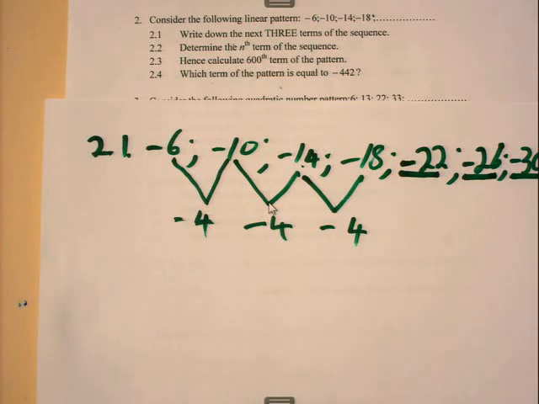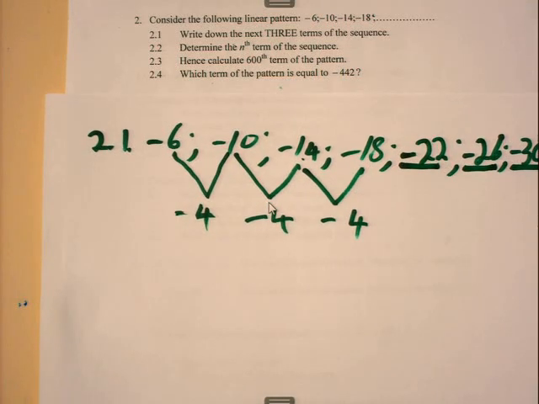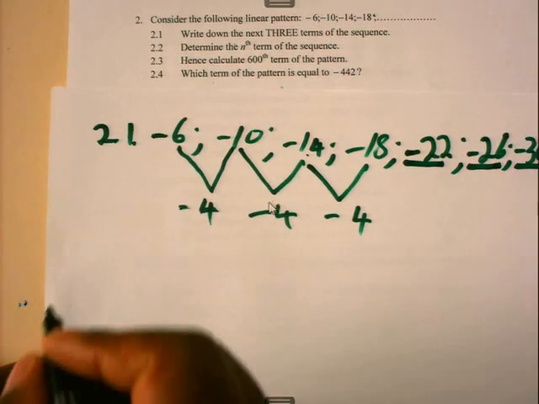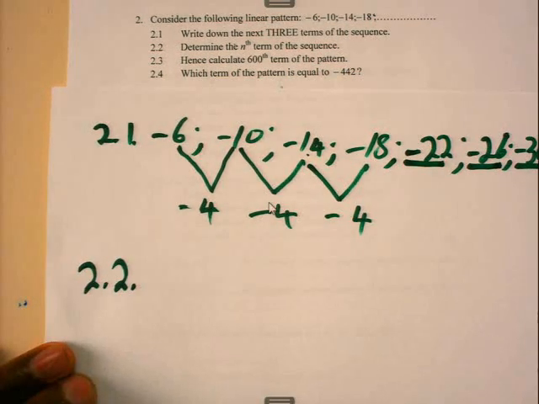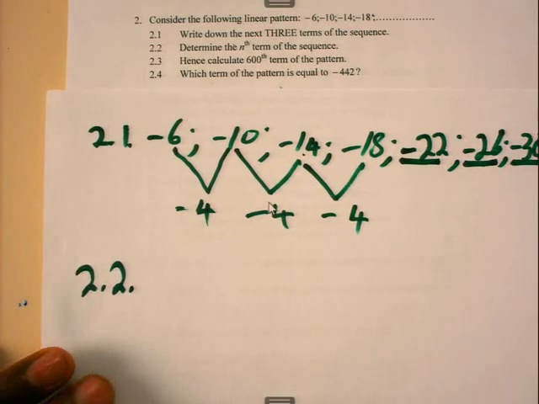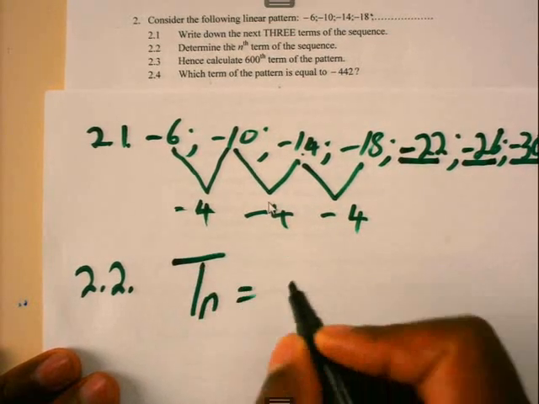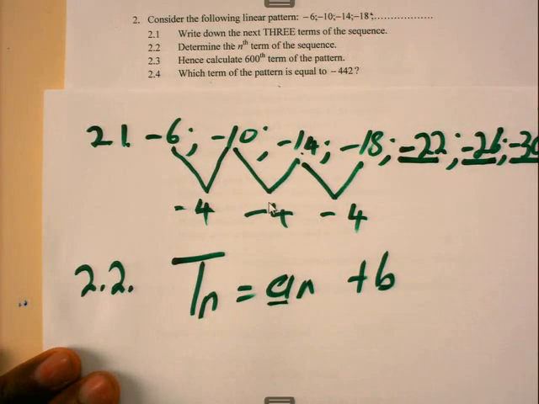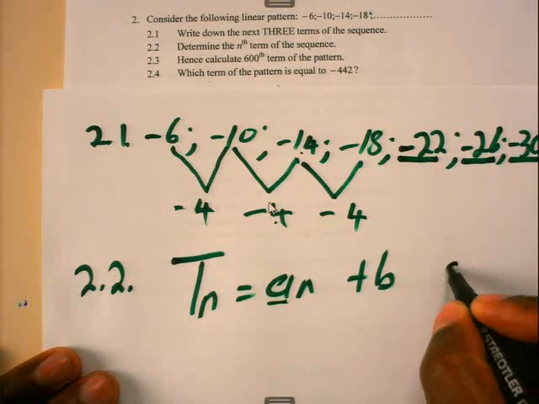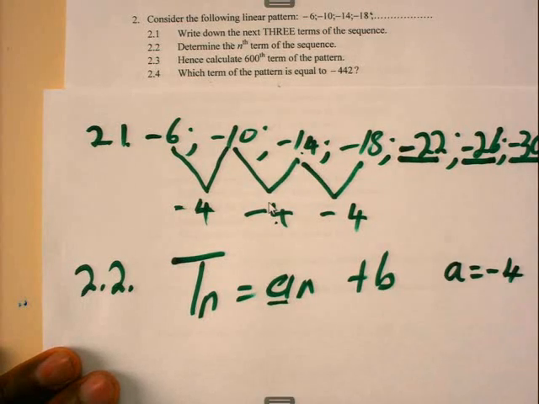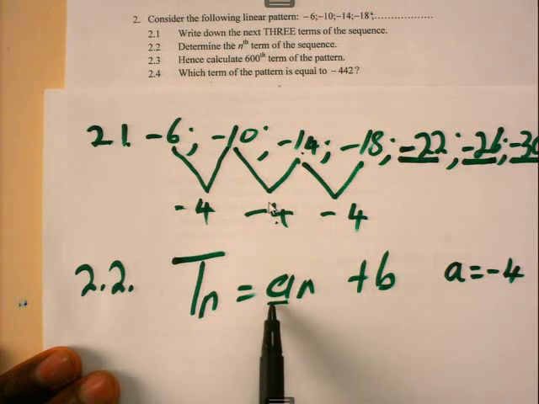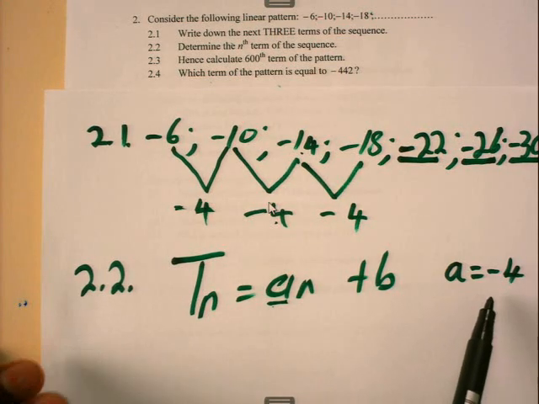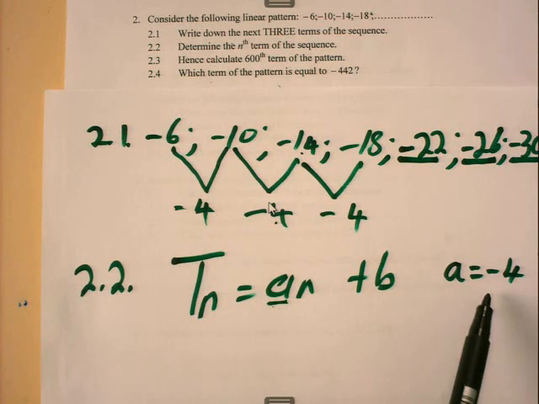The next question, 2.2. Determine the nth term of the sequence. If you remember very well, I said that the nth term is given by the formula an + b. So you need to know, what does this a represent? a represents the common difference. From this sequence, the common difference is -4. So we substitute the value of a by -4.